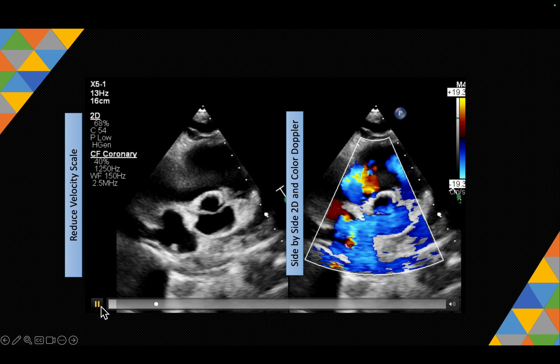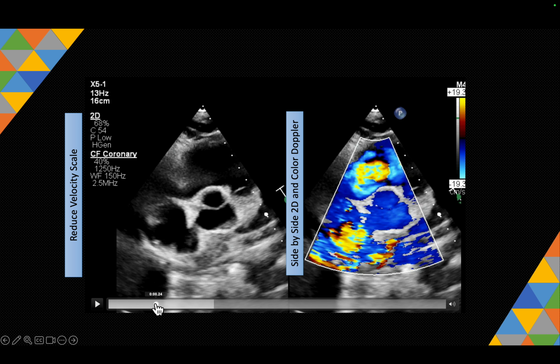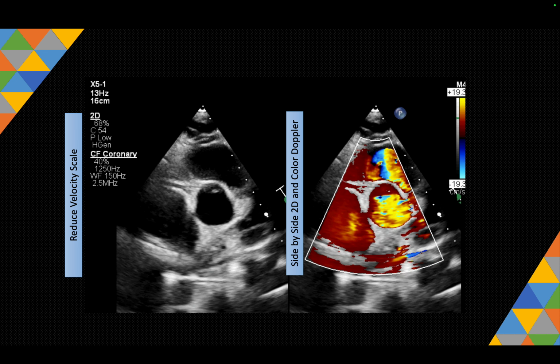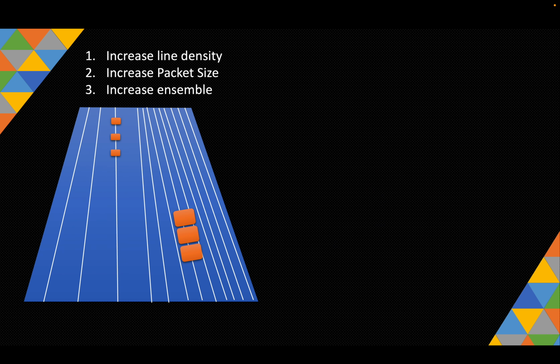For example, in this case, if I show you side by side, when you see the coronary artery here, you see the represented color Doppler on this side, and you see the red color, and that's how it becomes good to see the coronary artery flow again under the mess of low velocity range, a lot of colored flow.